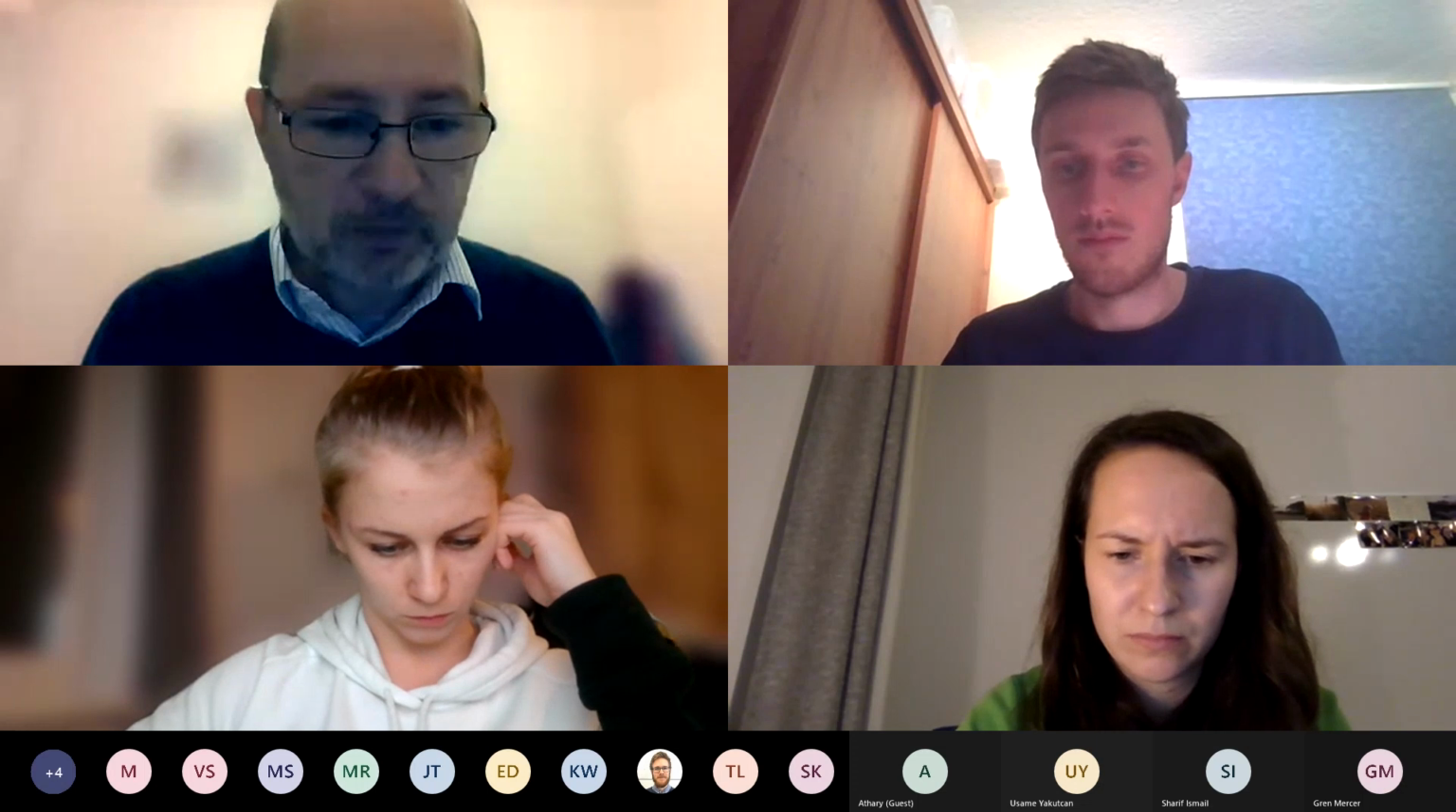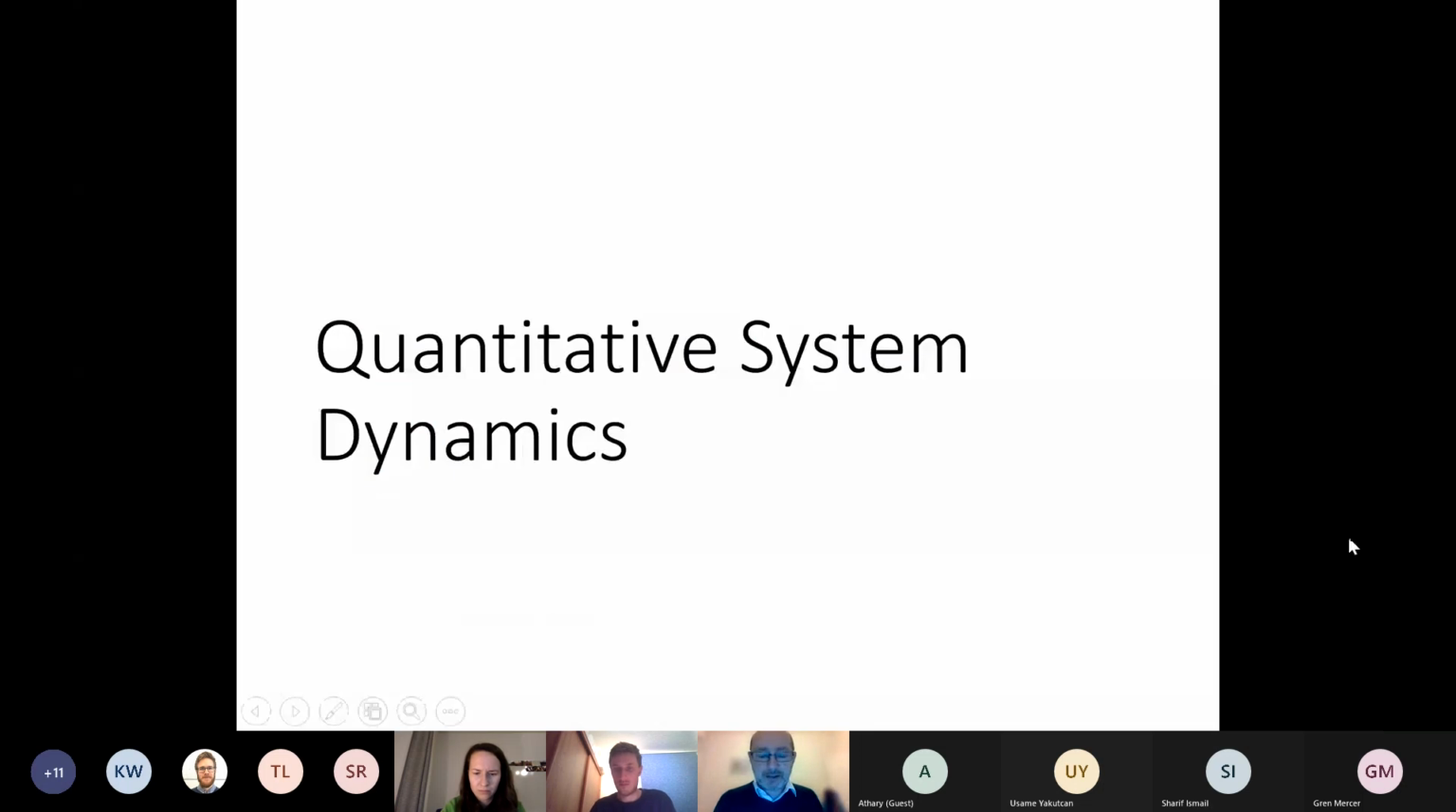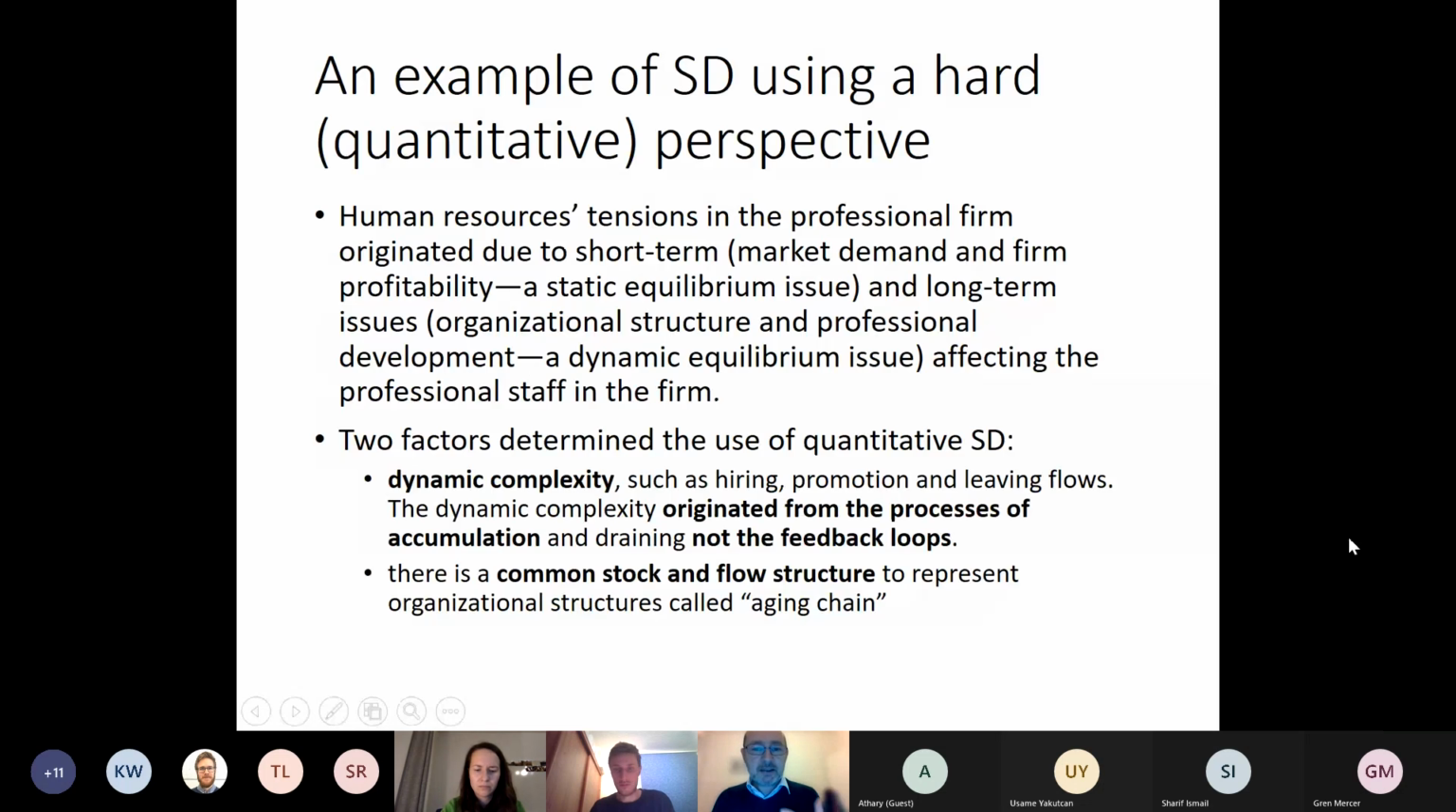So, okay, excellent. So I can go very quickly to one of the models that I did. It's part of the presentation. Sort of moving to the next step, right? In terms of questions about the model. This is a model about human resources in a professional service company.